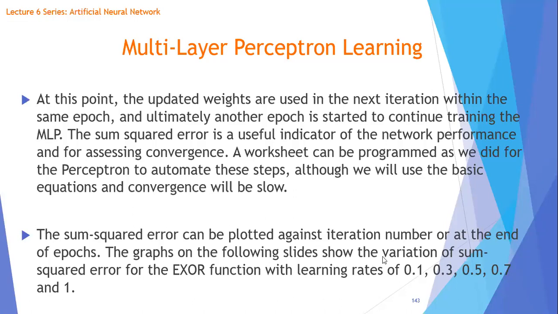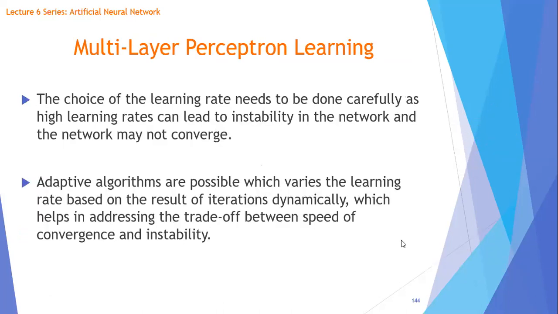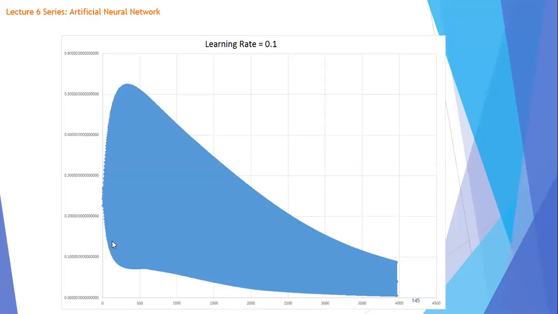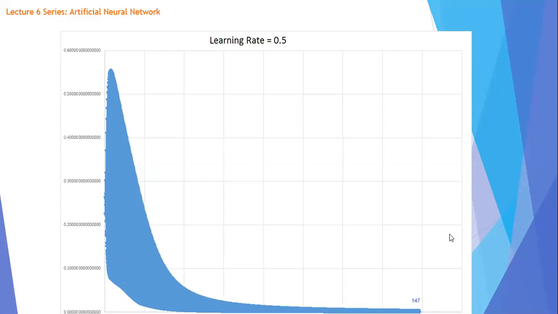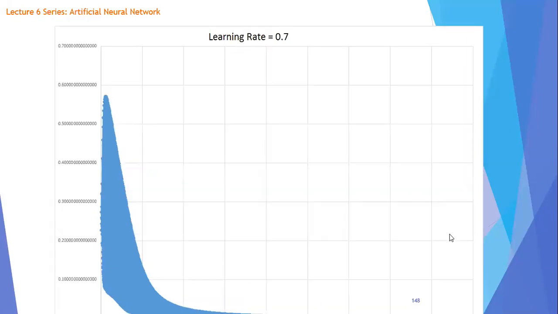So what I've done in the following slides is plot the convergence of your error for different learning rates. This is what I've got for a learning rate of 0.1. You can see the error initially increases and then starts reducing. This is 4,000 iterations here. If you choose a learning rate of 0.3, of course, it's going to converge quicker. That's normal, but you have to be careful about the learning rate. It can also cause instability. And this is for a learning rate of 0.5 and a learning rate of 0.7.